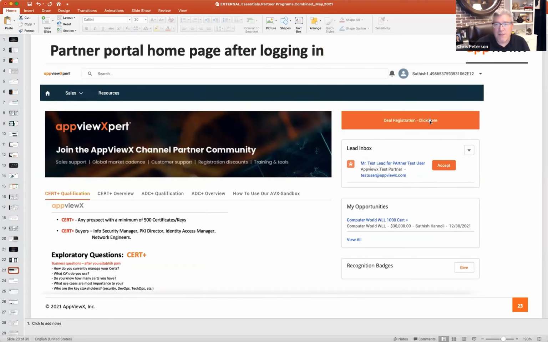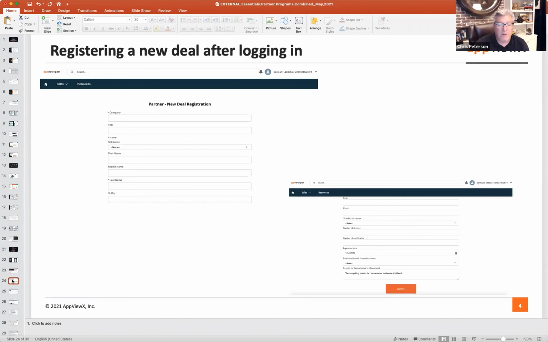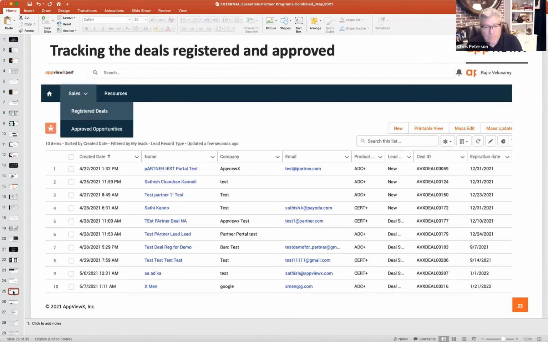First and foremost, deal registration. So there are huge margin opportunities for registering opportunities with AppViewX. So deal registration is in the portal. We also have quite a bit of content for you relative to watching and tracking your registered deals right in the portal. So you get access to our CRM system. You can see what we're doing with the registered opportunities to your organization.